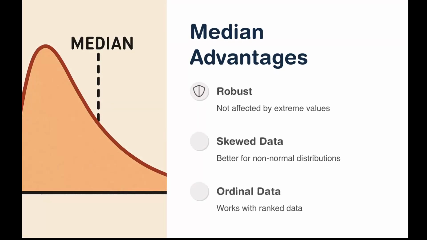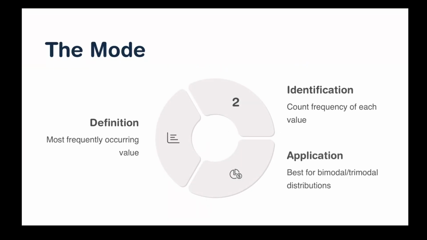So what are the advantages of the median? It is not affected by extreme values because it's in the middle of the entire set of values. It is also better for non-normal distributions and for ordinal data, as it works with rank data. So that's why the median has multiple advantages. Then comes the mode.